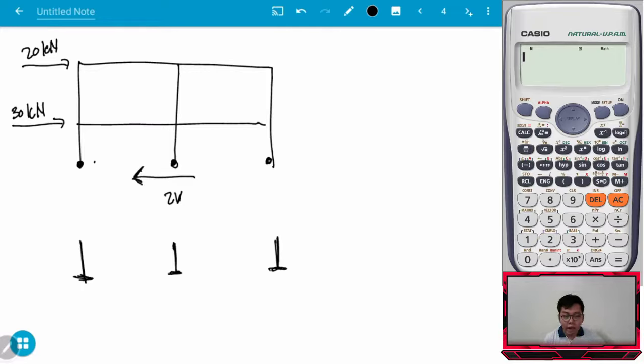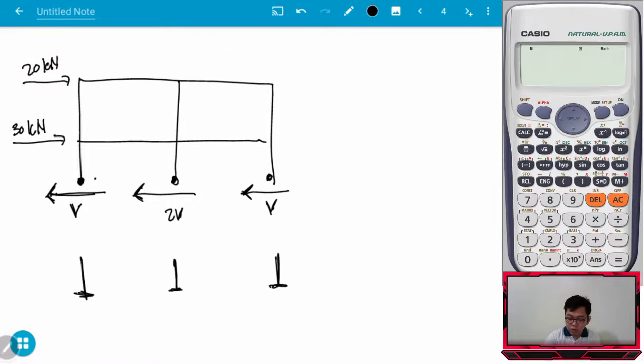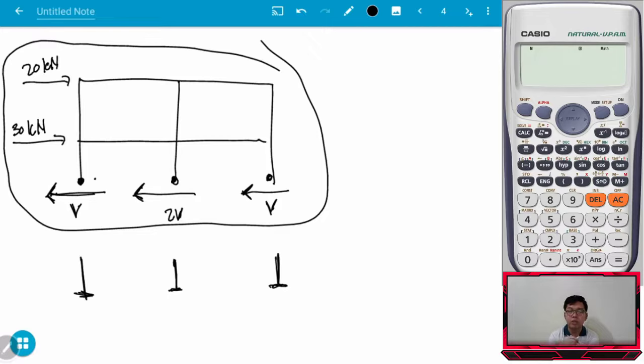So, anyway, papunta dito to. Okay? Likewise, meron din akong shear dito. But, yung shear dito is V lang. Okay? Now, likewise, dito din, sorry, meron din akong shear equal to V. Okay? So, you can actually solve the shear dito. Considering this, ito yung nasa itaas. You can actually solve that.